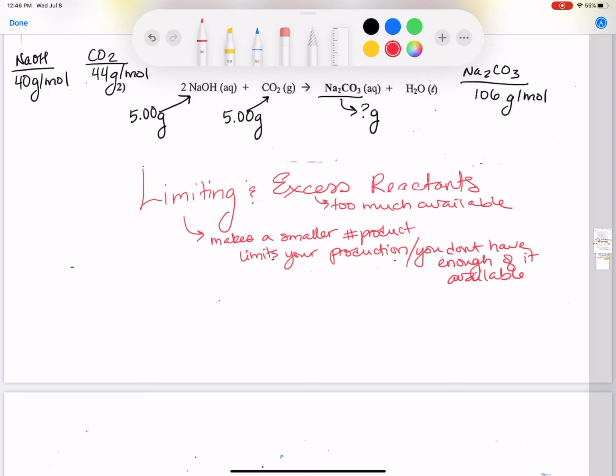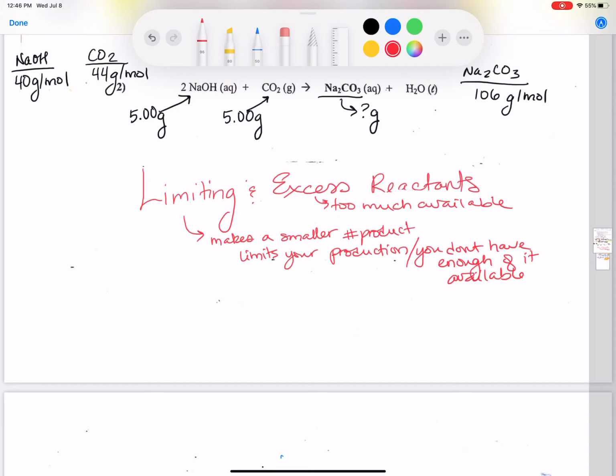Question 2 from your practice, and I've already gone through and labeled your balanced equation with your data. I have your molar masses provided for you as well, and just a general review of what is a limiting reactant and what is an excess reactant.